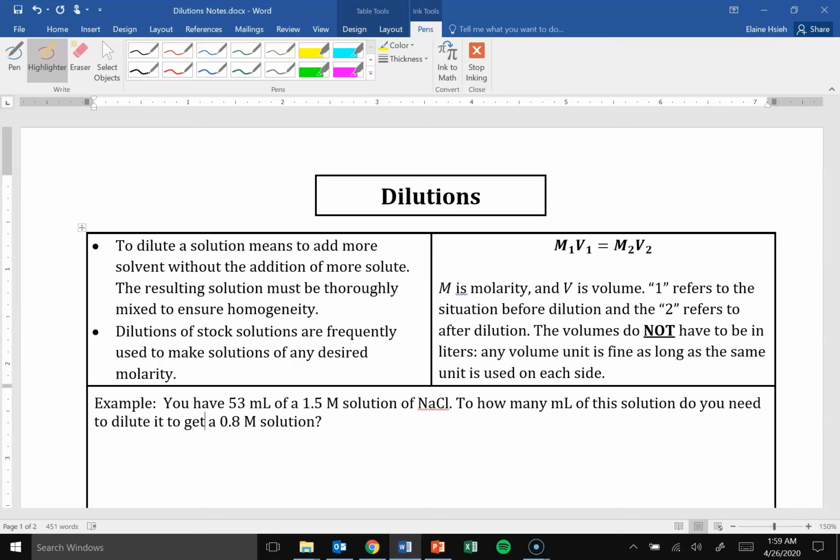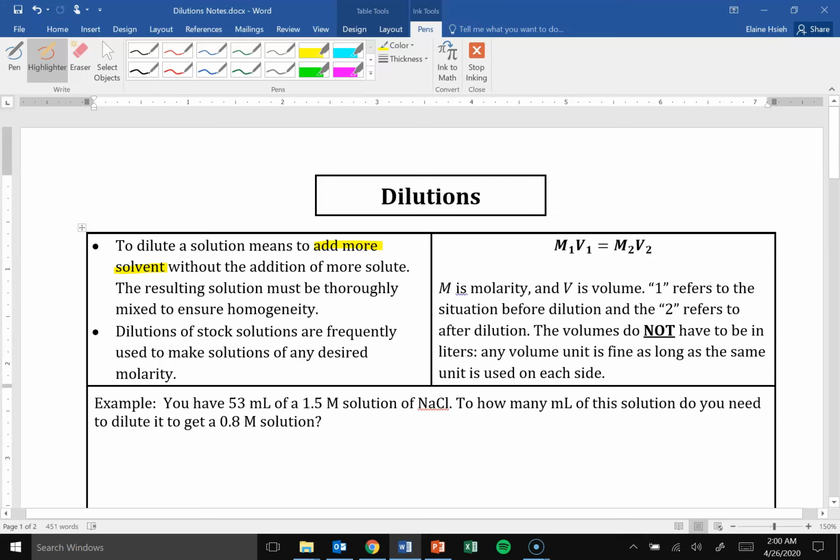So let's get started. First of all, let's figure out what dilution means. When we dilute a solution, we are adding more solvent to the solution. Doing this will decrease the concentration while increasing the volume. Basically, what we are doing is watering down the solution.